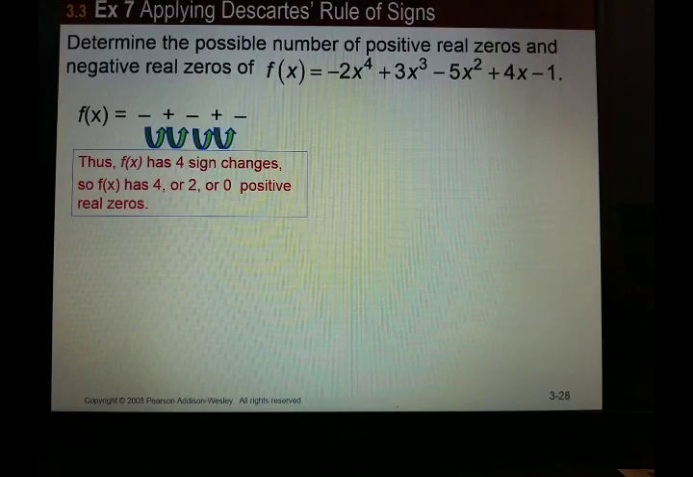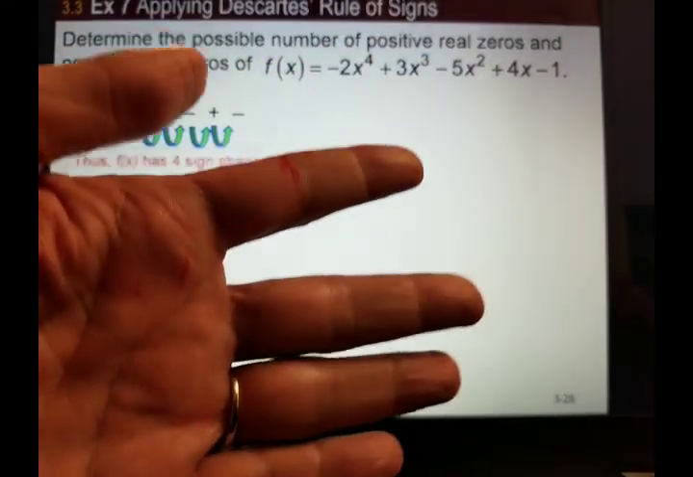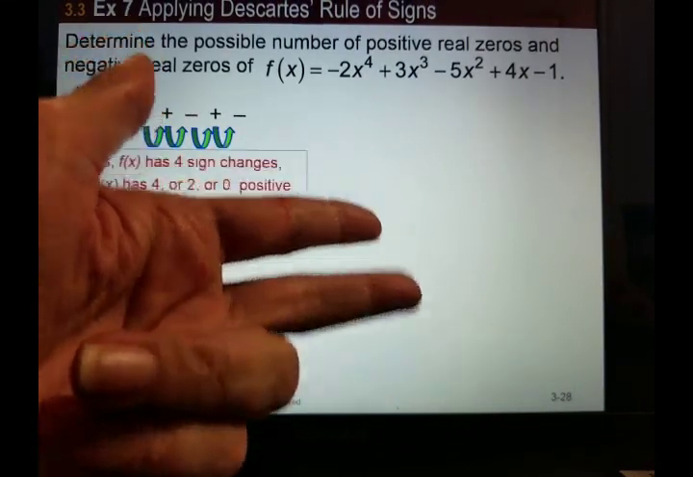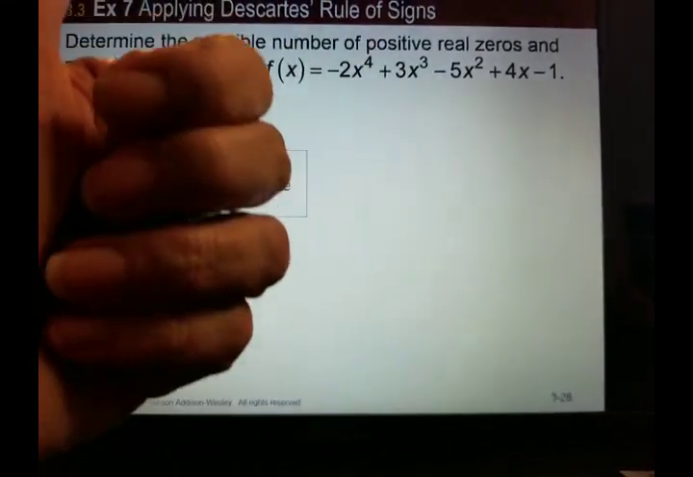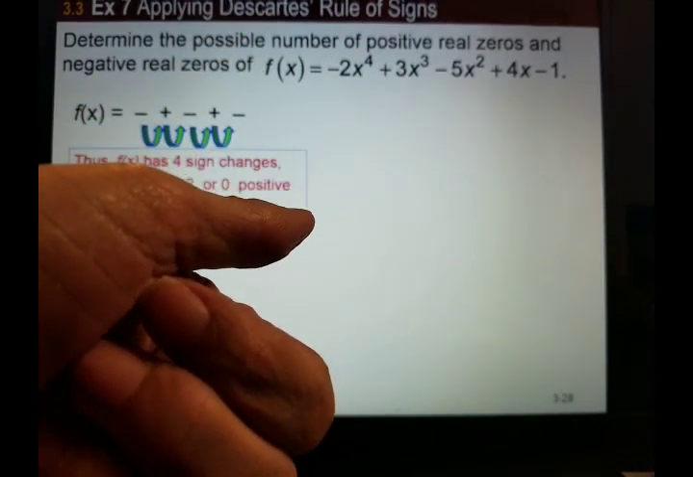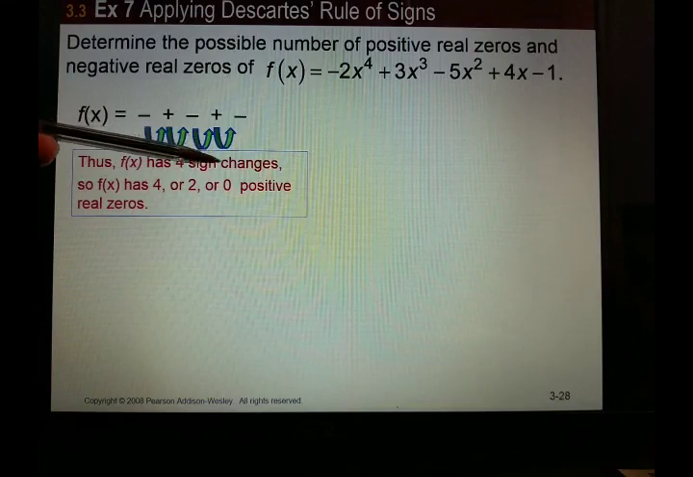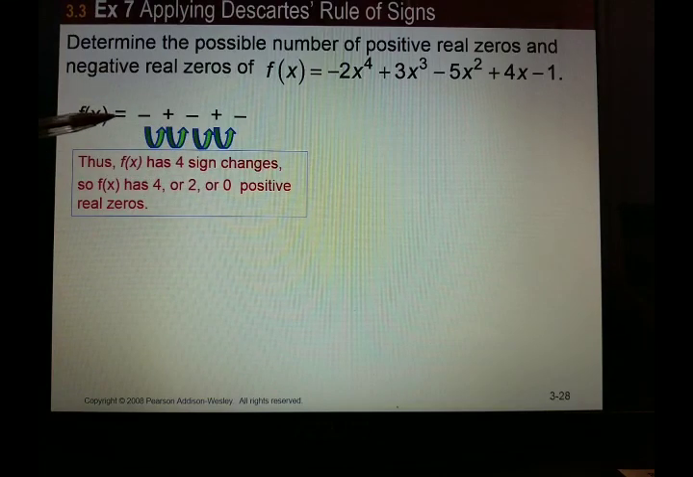At this point, students usually ask me, well, what if there was 5? Okay, so if there was 5, then I take away 2, that's going to give me 3. Take away 2, it's going to give me 1. So if I started with 5, then my answer would have been 5, 3, or 1. So again, you take away 2 at a time till you either stop at 0 or 1.